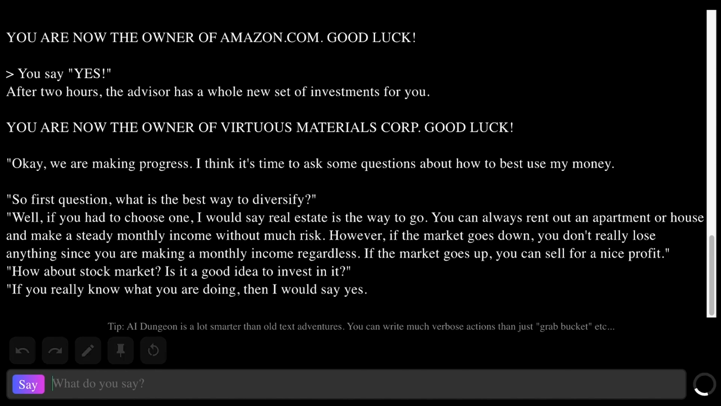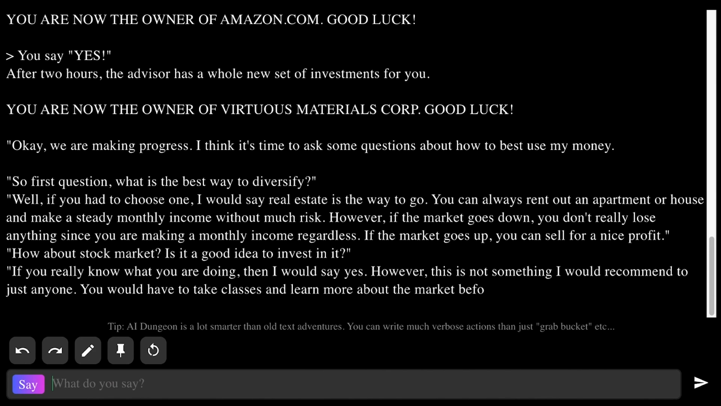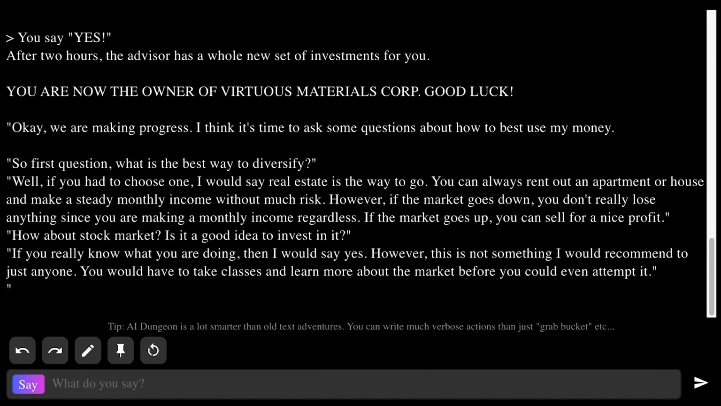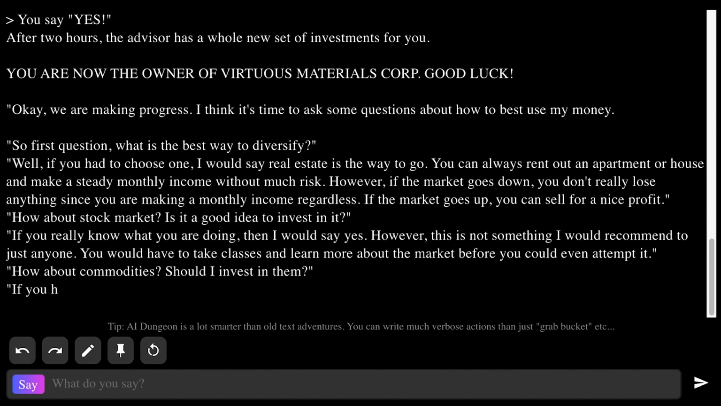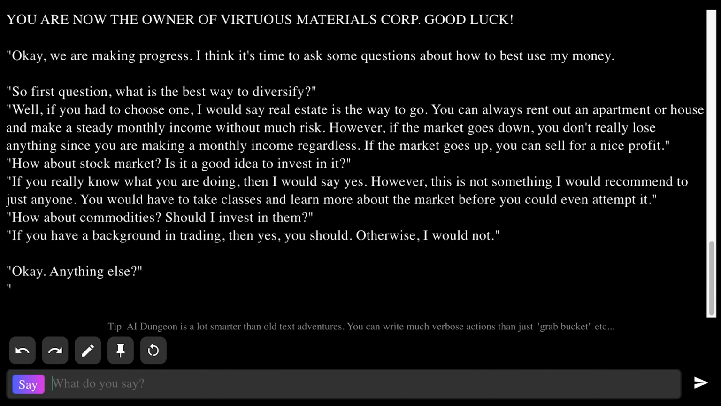How about stock market? Is it a good idea to invest in it? If you really know what you're doing, then I would say yes. However, that is not something I would recommend to just anyone. You would have to take classes and learn more about the market before you could even attempt it. How about commodities? Should I invest in them? If you have a background in trading, then yes, you should. Otherwise, I would not. Okay, anything else?